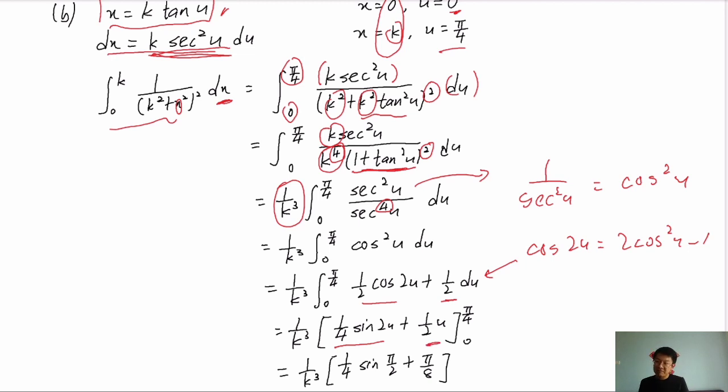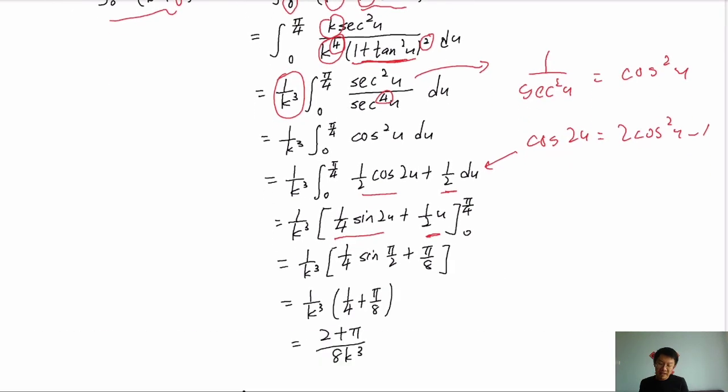We substitute the values in, pi over 4 and 0, and calculate the values. Then we have 1 over 4 plus pi over 8, and we have to combine the two fractions together to get a single fraction. So this is what we needed to prove for part 2. That's for our part 2.